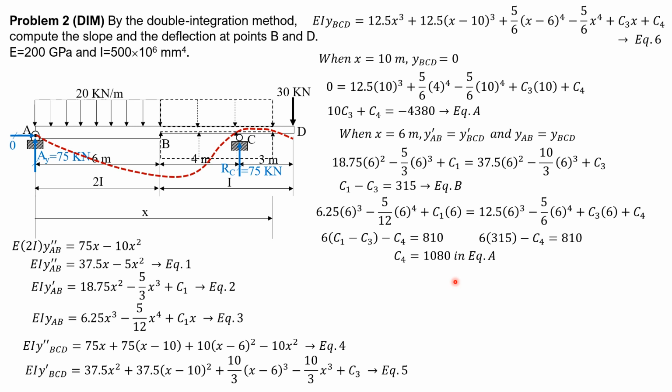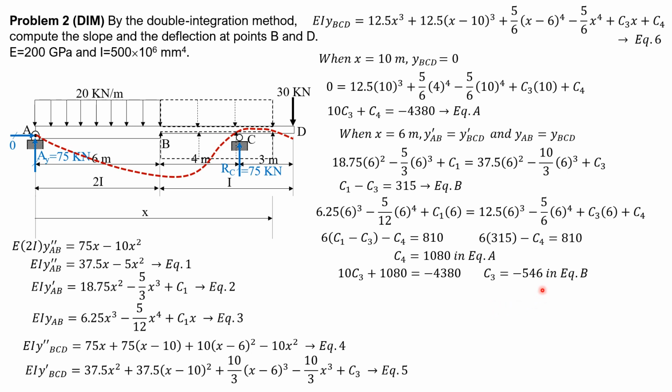Then this value of 1080 for c sub 4, let's substitute this into equation A. Into equation A, 10 times c sub 3 plus 1080 is equal to negative 4380. So c sub 3 can now be solved. C sub 3 is negative 546.